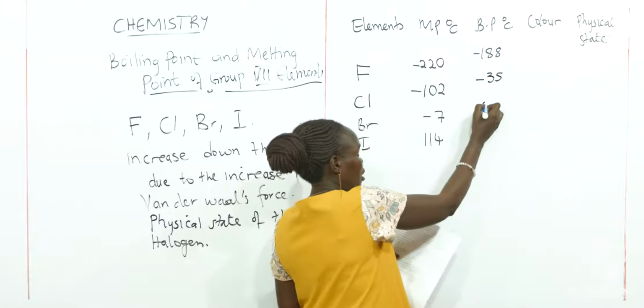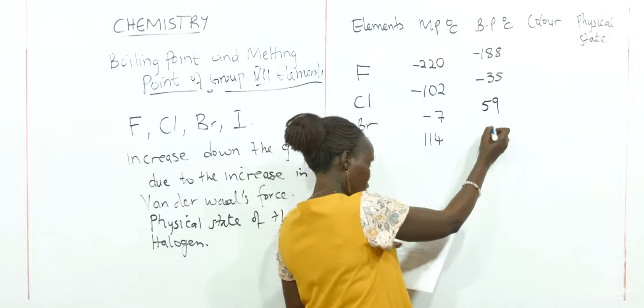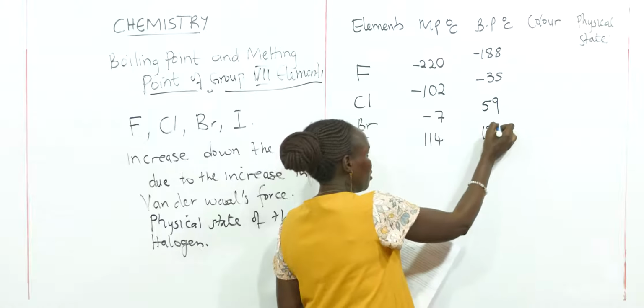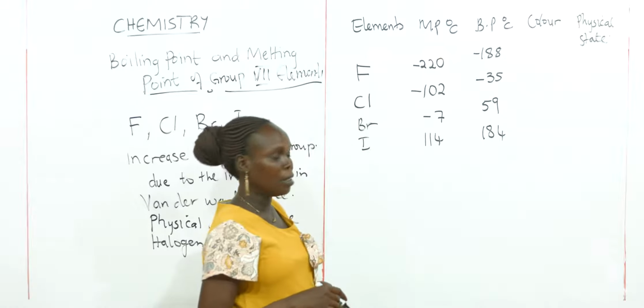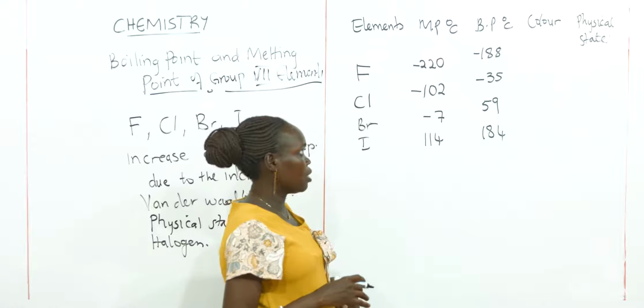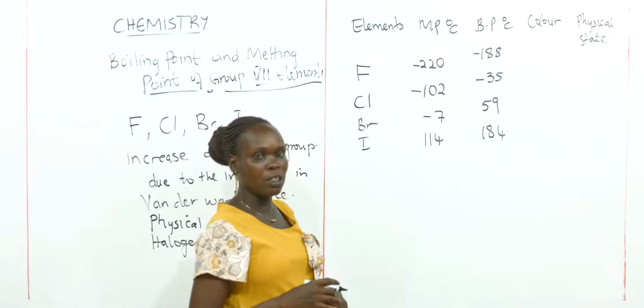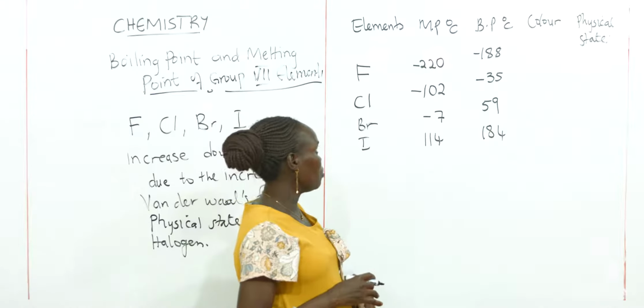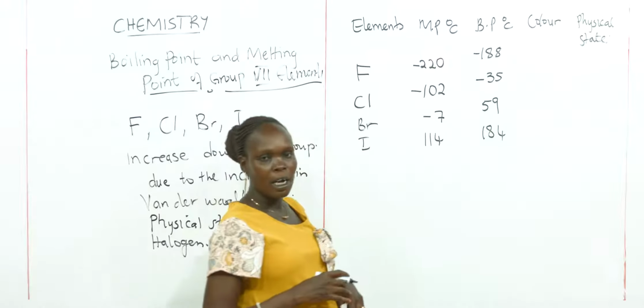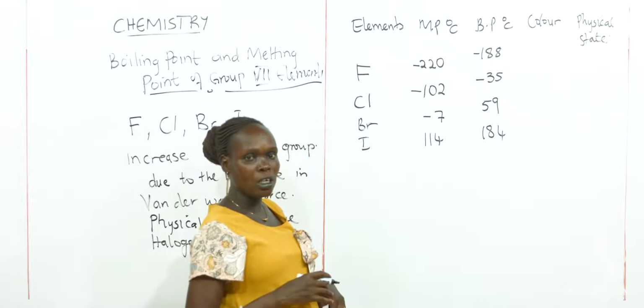The third element is 59 positive, and the last one is 184, also positive sign. So in this case, we have seen that the boiling point and the melting point increase as we go down the group, with the highest boiling point and melting point for iodine. So the least boiling point and melting point will be for fluorine.